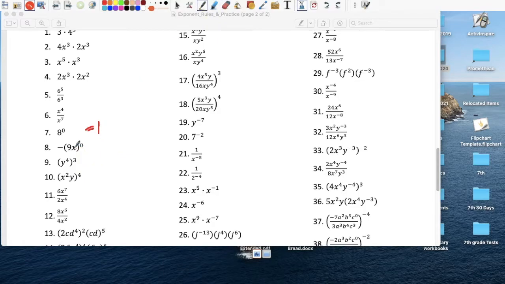Okay, because this whole thing here to the 0 power, right? This whole thing here, whatever is inside the parentheses to the 0 power is 1, and don't forget we attach the minus sign, so we get -1.